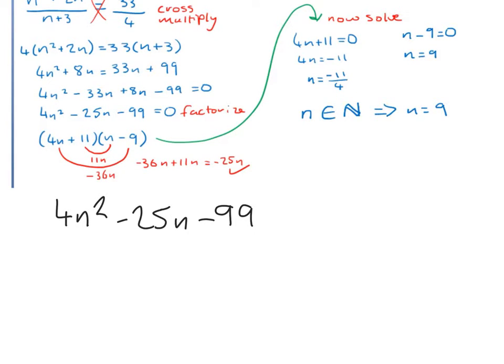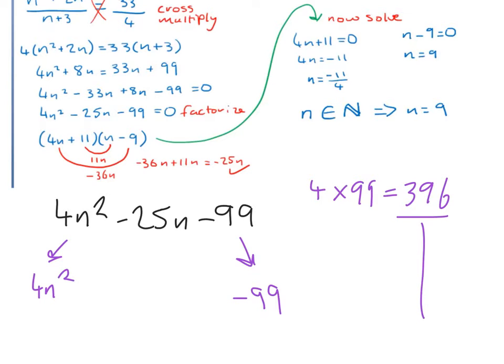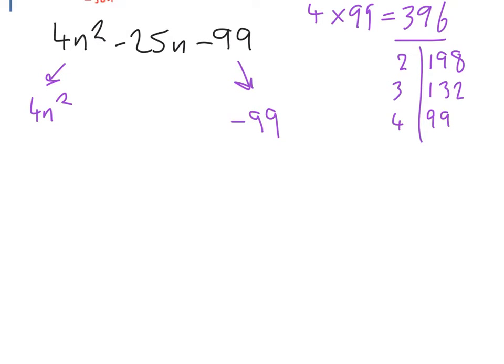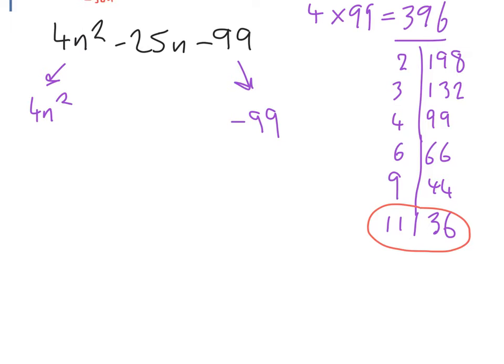So we have 4n squared minus 25n minus 99. We bring down the 4n squared and the minus 99. 4 times 99 is going to give us 396. The factors of 396 are going to be 2 by 198, 3 by 132, 4 by 99, 6 by 66, 9 by 44, 11 by 36. So if I go with 11 and 36, I can put those together to end up giving me minus 25. So I'm going to have plus 11n minus 36n gives me minus 25n.